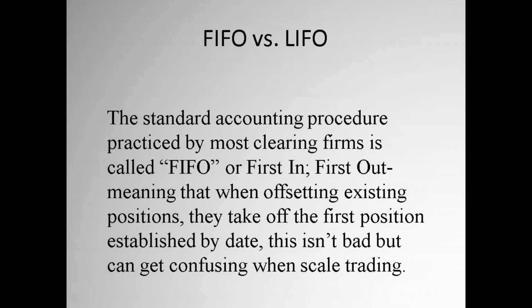Okay, FIFO. What does it stand for? Pretty easy: first in, first out. Meaning that when offsetting existing positions, they take off the first positions established, which isn't bad but can get confusing when scale trading, because as the market's going down, you're increasing your buying, and so you'll be getting out of the highest price first, which on paper looks like a loser. So you want to switch your accounting procedure from FIFO to LIFO to scale trade. Do you understand that? Are there any questions?